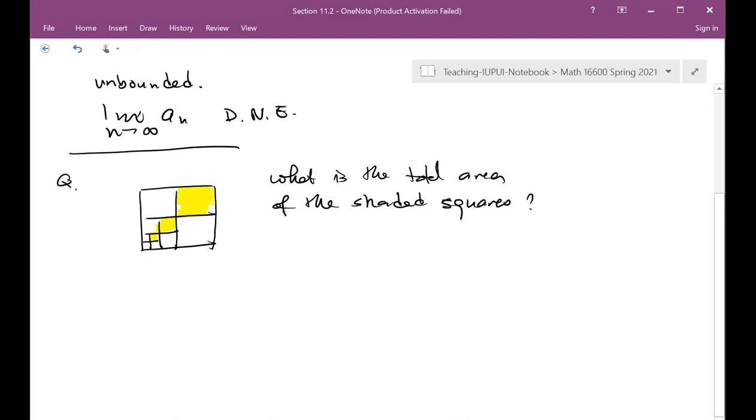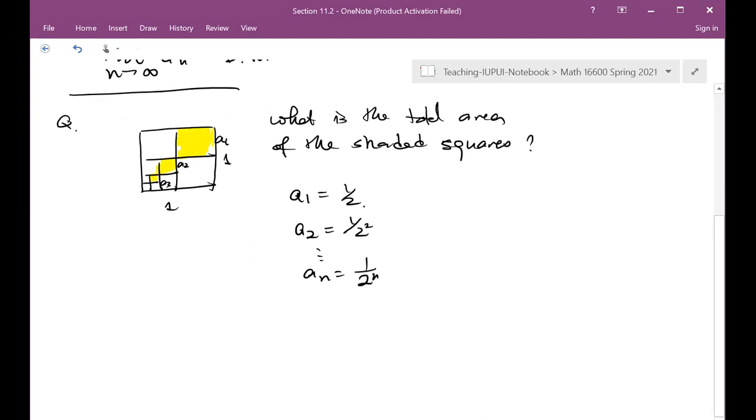So what is the total area of the shaded squares? This is a unit square, right? So you can figure out the edge length first. So it's A1, that's A2, A3, and then keep it going, right? So A1 is going to be 1/2, right? A2 is going to be A1 divided by 2, it's 1/2 squared, right? So everybody can figure it out. An is 1/2 to the power n.